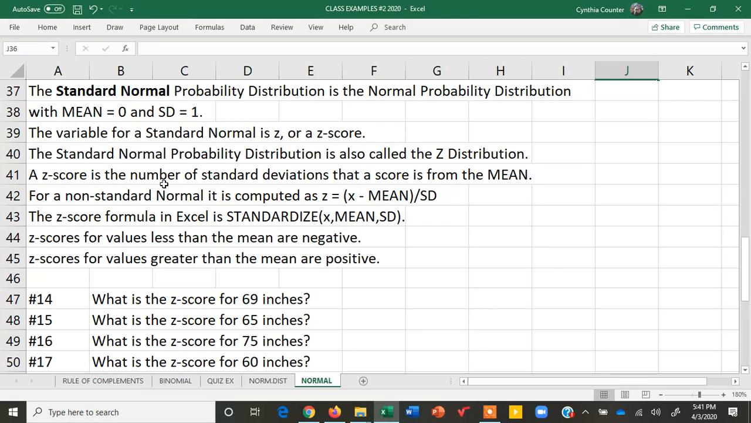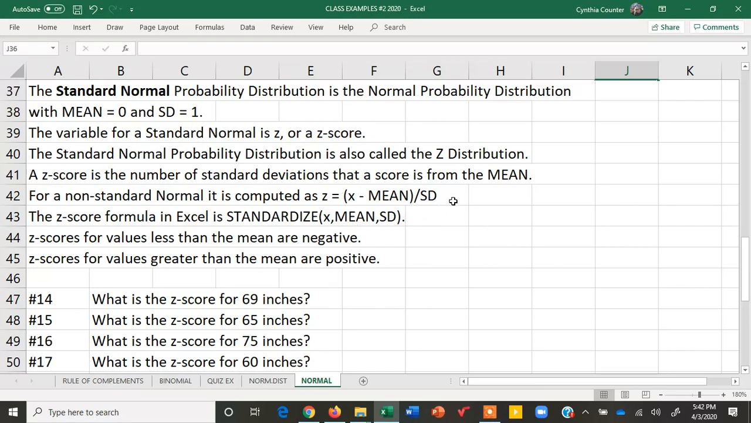I showed you that a z-score is the number of standard deviations that a score is from the mean. So if you have a non-standard normal and you want to compute the z-score, you first need to find the difference between that score and the mean. And here we always do the subtraction score minus mean. This will give you the distance from the mean. And if it is negative, it's because x is smaller than the mean. And if it's positive, it's because x is bigger than the mean.